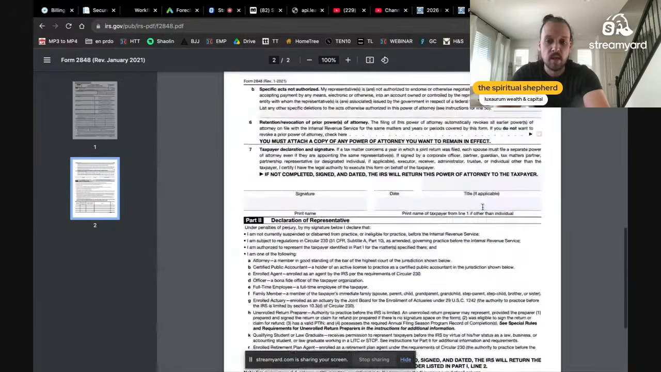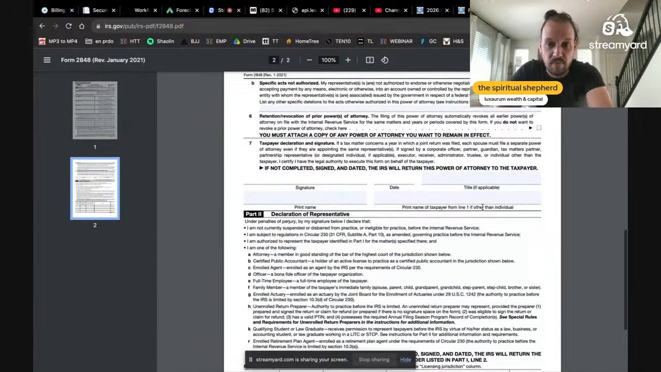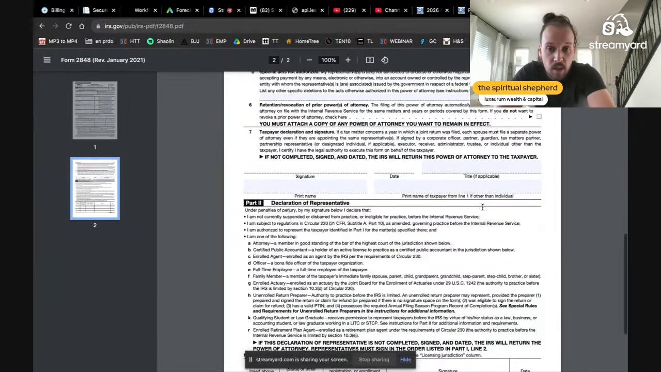But ultimately, just so you guys know, then there's the declaration of representative. The biggest thing is if not completed and signed, the IRS will return this power of attorney to the taxpayer. So, declaration of representative: under penalties of perjury, I am not currently suspended. Okay, boom. I'm authorized to represent the taxpayer. Boom, I'm authorized to represent. Why? Because I have living being rights. That's why. That's the big thing too.